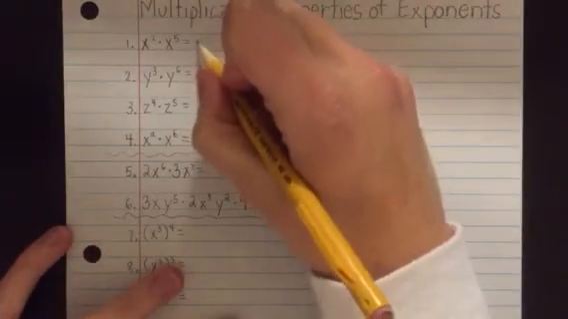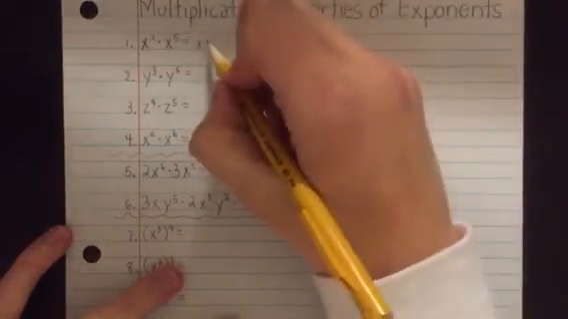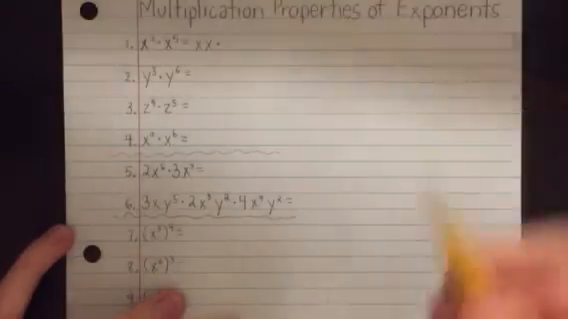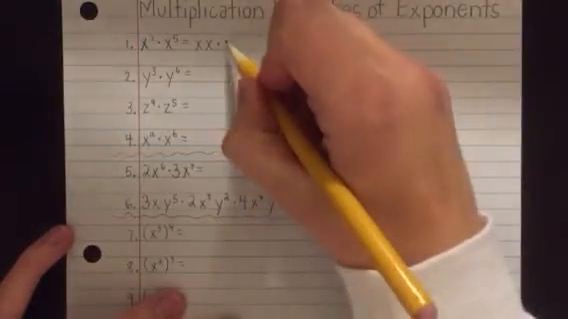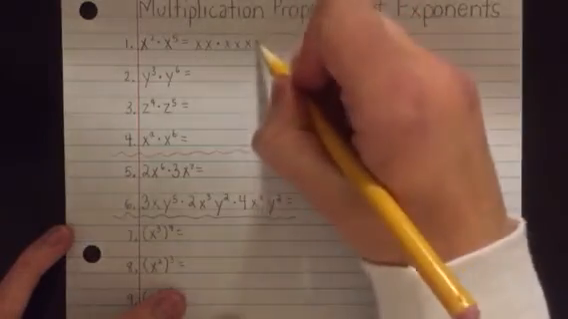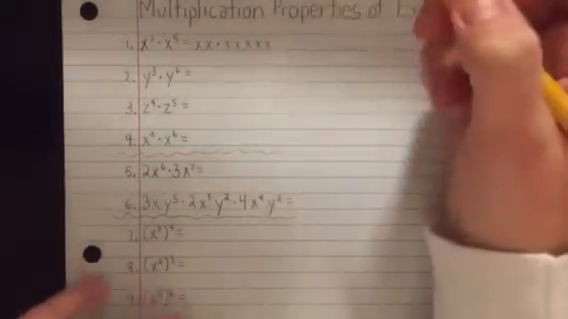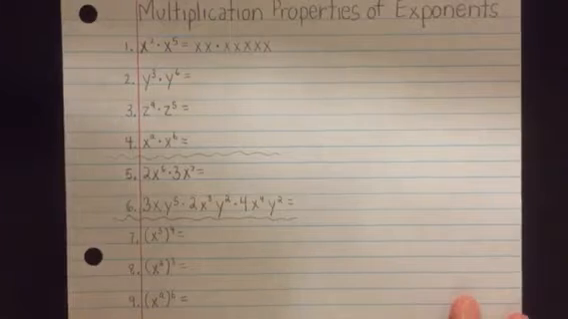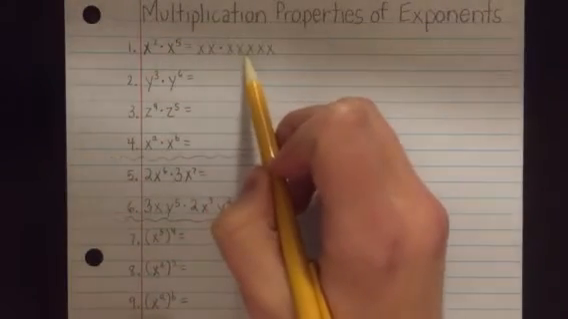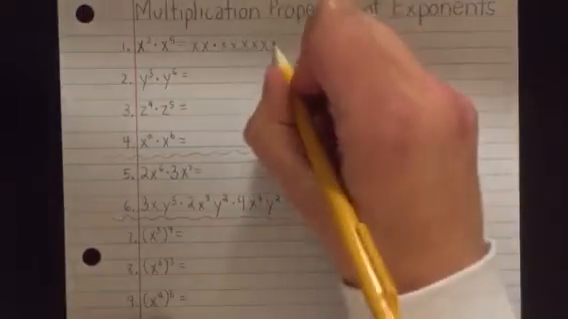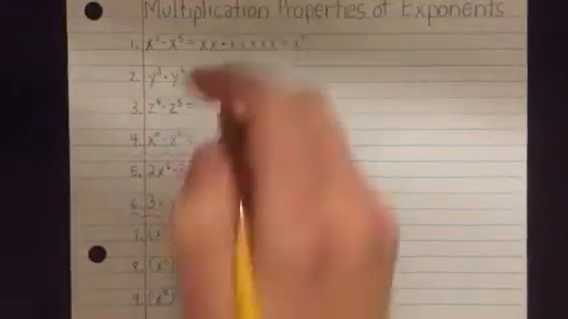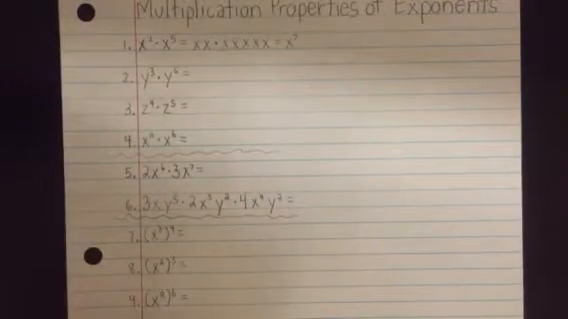So how I want you to think about this is x squared means x times x, and we're multiplying that by x to the fifth, which means x times x times x times x times x. So when you write it in expanded form like that, you have a total of 1, 2, 3, 4, 5, 6, 7 x's, which means that equals x to the seventh, because you're multiplying all of these x's together.